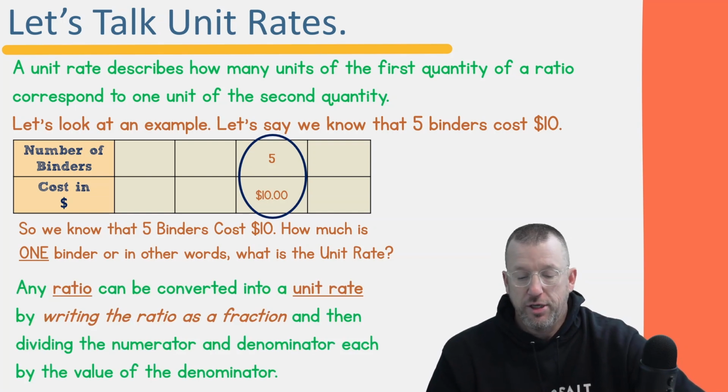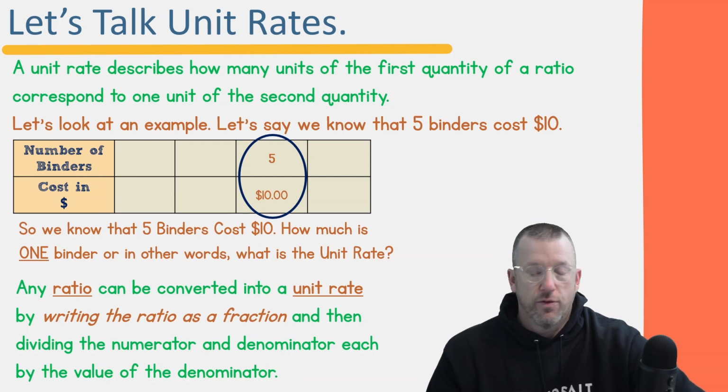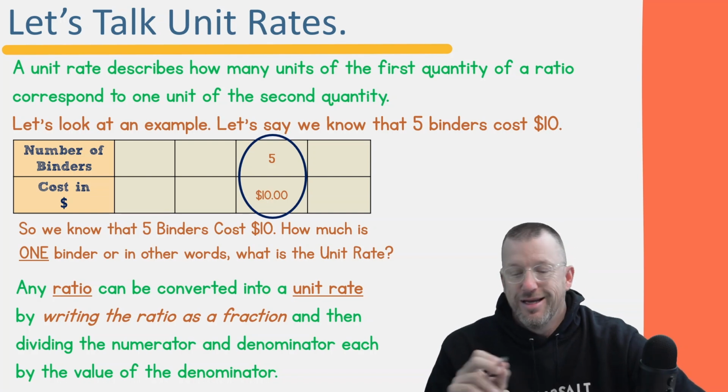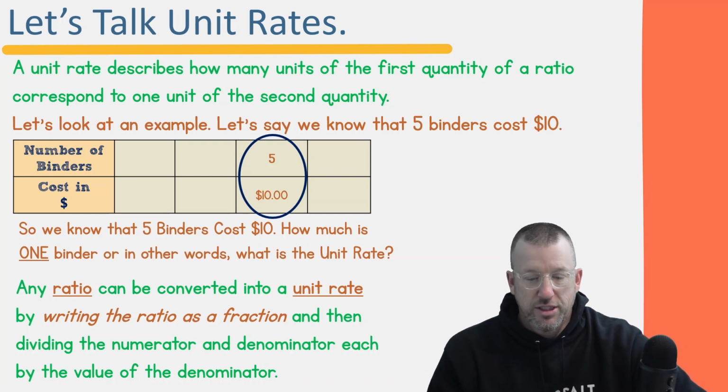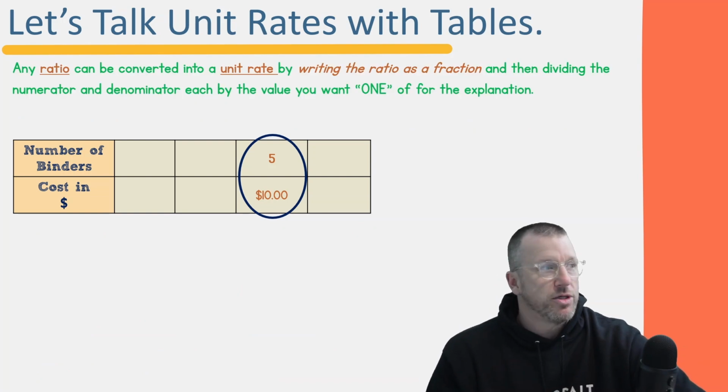So any ratio can be converted into a unit rate by writing the ratio as a fraction and then dividing the numerator and denominator by the value of the denominator. That's a lot of mumbo jumbo too. Let's dive in. This may make more sense.